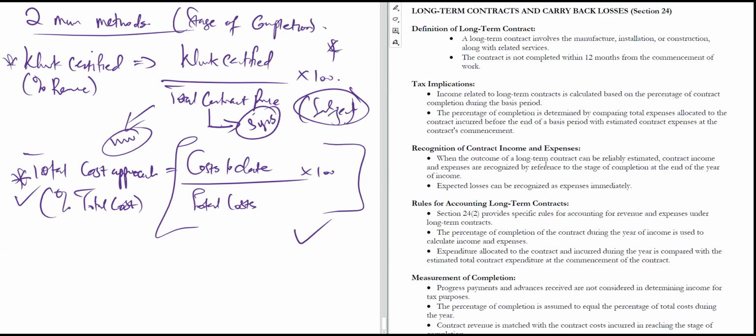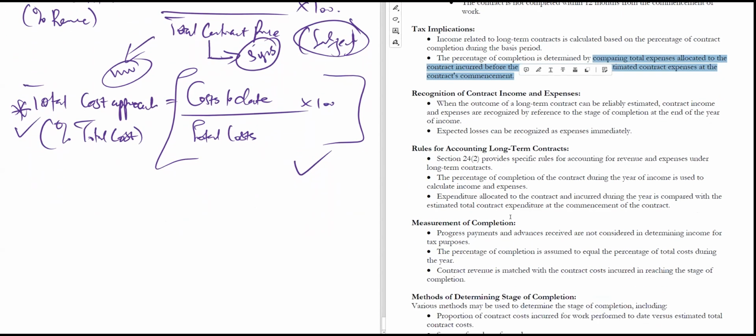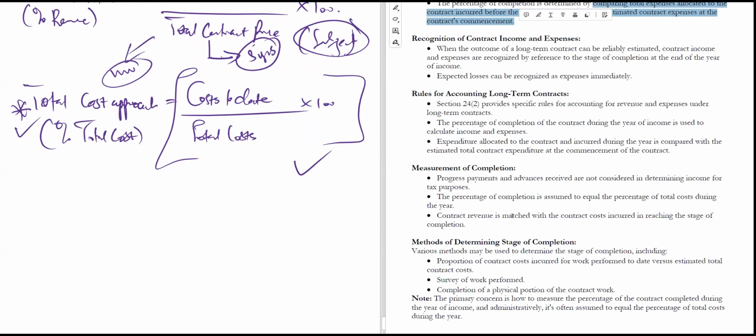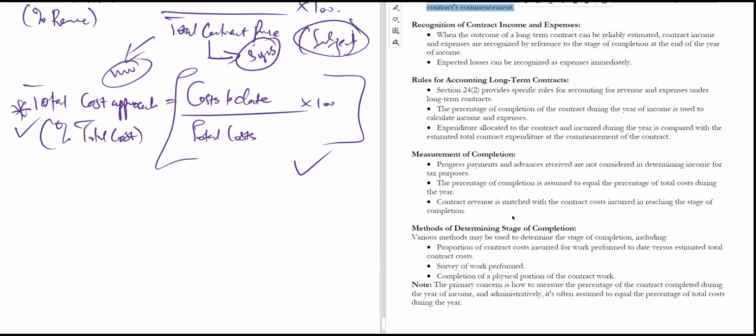So the percentage of completion is determined by comparing the total expenses allocated to the contract incurred before the end of a basis period with estimated contract expenses at the contract commencement. Okay, and that is what we've written: cost to date over total cost times 100. Now, how do we recognize the contract income and expenses? Now, when the outcome of a long-term contract can be reliably estimated, contract income and expenses are recognized by reference to the stage of completion at the end of the year of income.